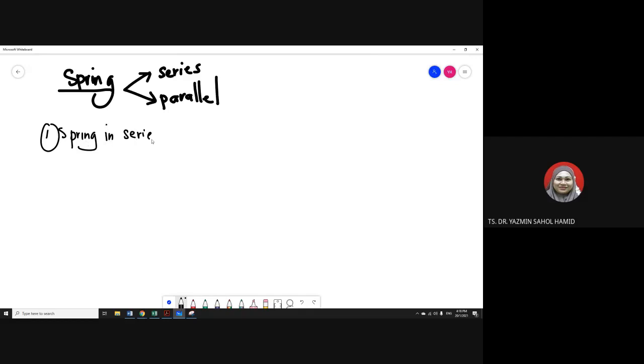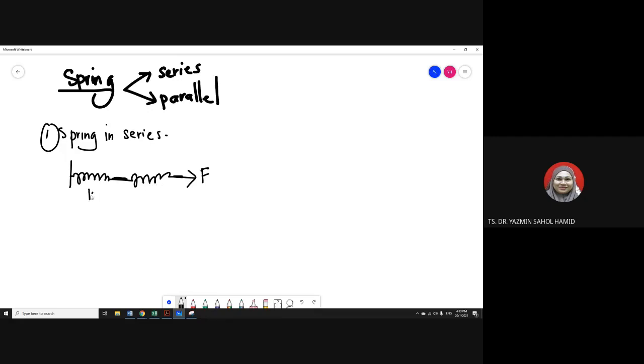Now we want to understand this first. This is an example of a spring in series. Let's say there is a force F applied here. All the force will be spread out throughout the spring, so it will stretch. The force will be spread out through the spring and it will stretch.